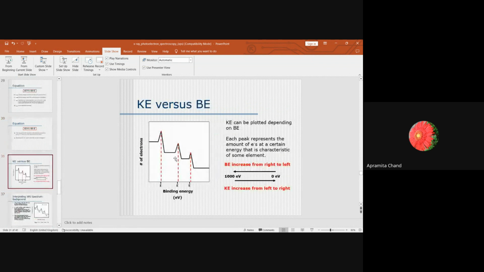Now if we plot a graph between the electrons and the binding energy, then we can see a characteristic graph like this, and the kinetic energy can be plotted depending on the binding energy. Each peak here represents the number of electrons at a certain energy, which is a characteristic of some element.